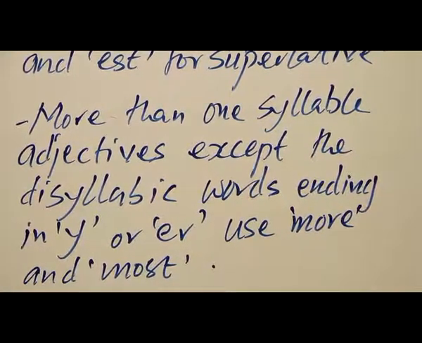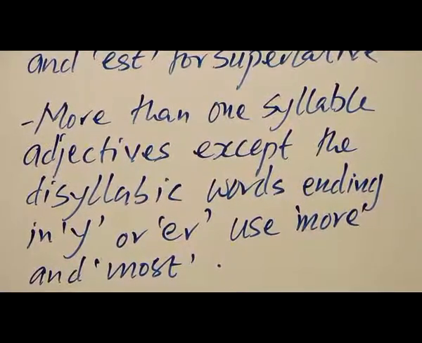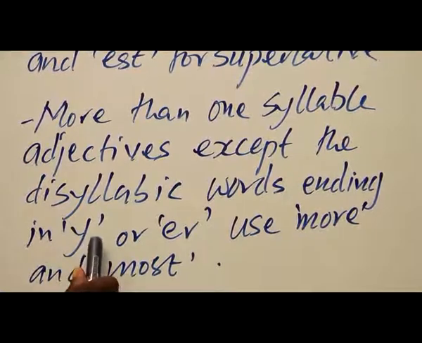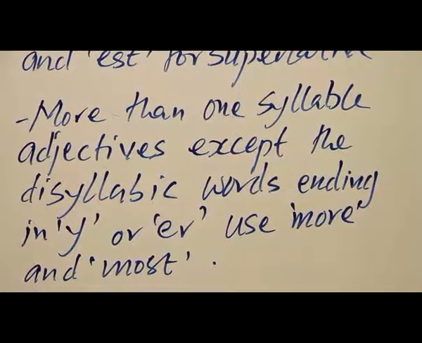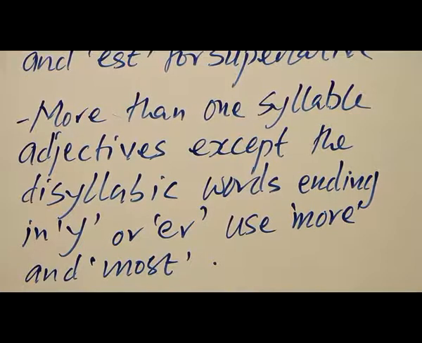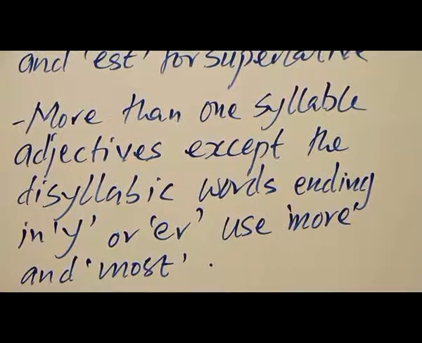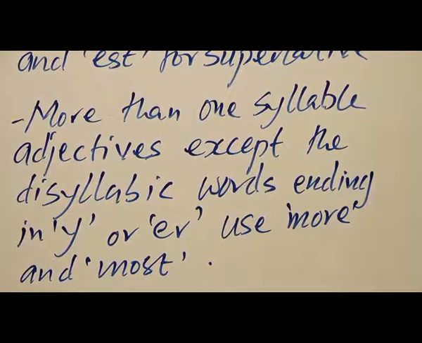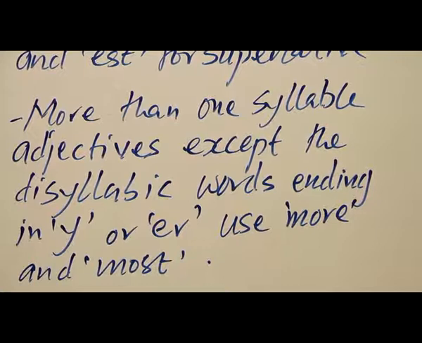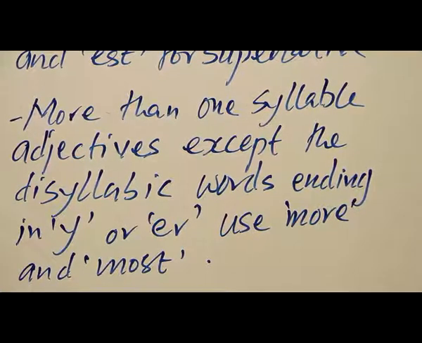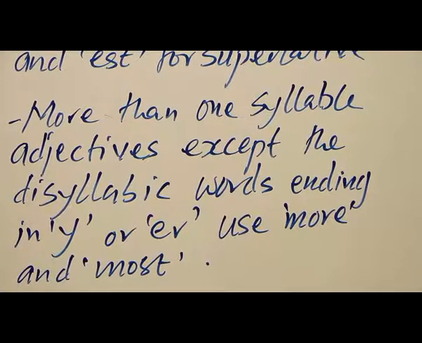So that is it. Now, but what of disyllables? That is, a word having more than one syllable. But there are some disyllabic words, that is, words having two syllables and ending in Y or ER. These ones will still retain the use of ER and EST. For example, tidy. You won't say more tidy, most tidy. Of course, not that people don't use it, but the standard form should be tidier, tidiest. And then, for example, clever. The standard form is cleverer, cleverest. Okay, so apart from disyllabic words ending in Y or ER, all other disyllabic or polysyllabic words use more and most.